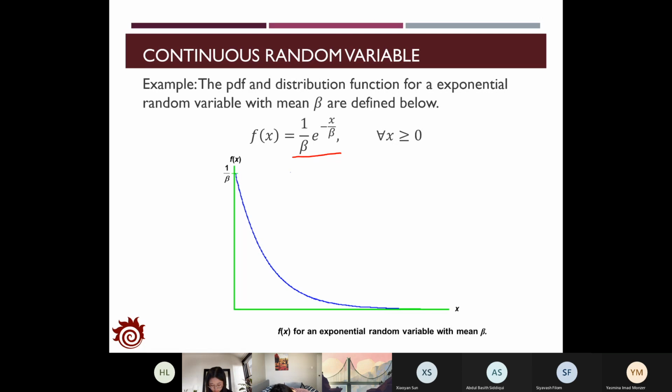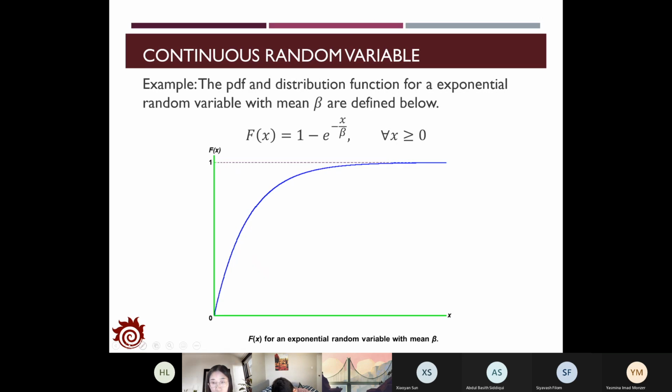And if you draw this PDF, you can see the value of fx is decreasing over time. Also remember that for the PDF, 1 divided by beta is not necessarily less than 1. It can also be higher than 1, or a very large value. But we need to make sure that the integration, the area behind this function, will be 1.